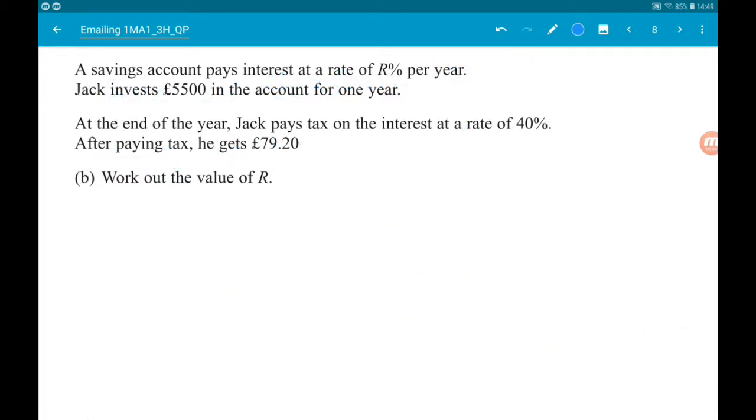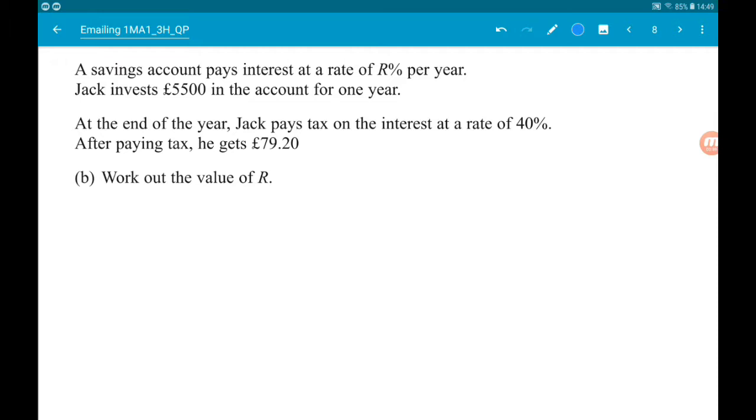Okay, then for part B, a savings account pays interest at a rate of R% per year. Jack invests £5,500 in the account for 1 year. At the end of the year, Jack pays tax on the interest at a rate of 40%. After paying tax, he gets £79.20p. We want to work out the value of R.